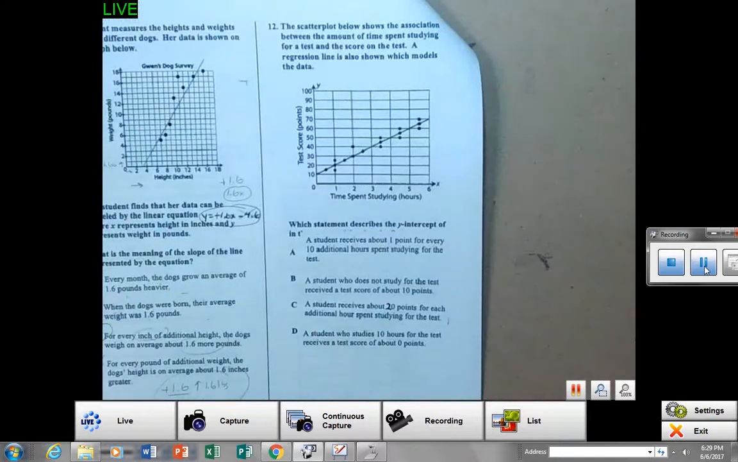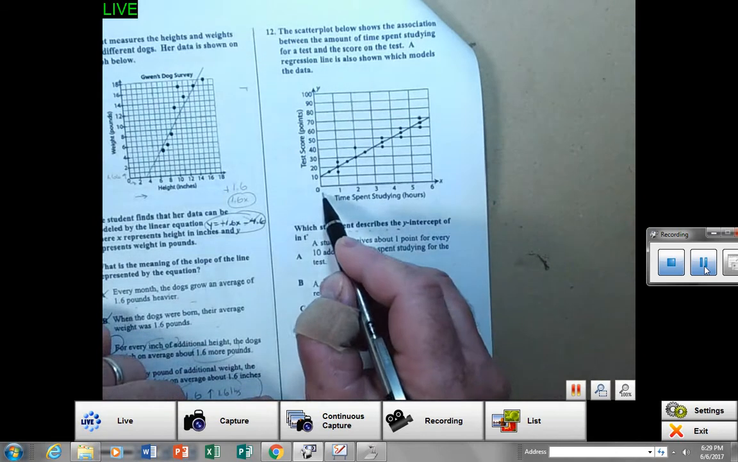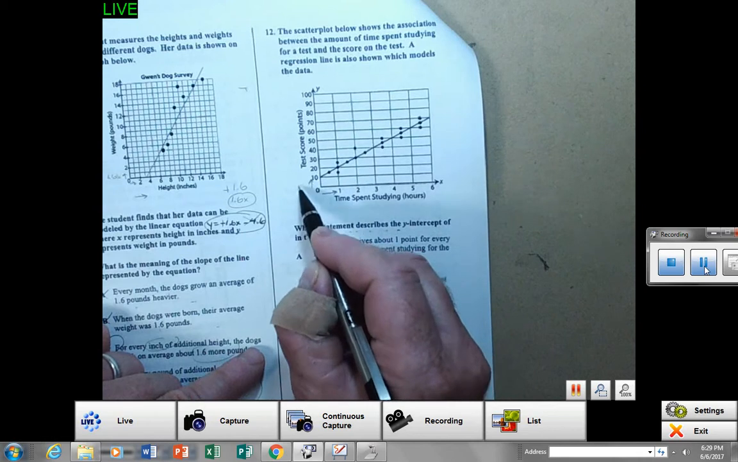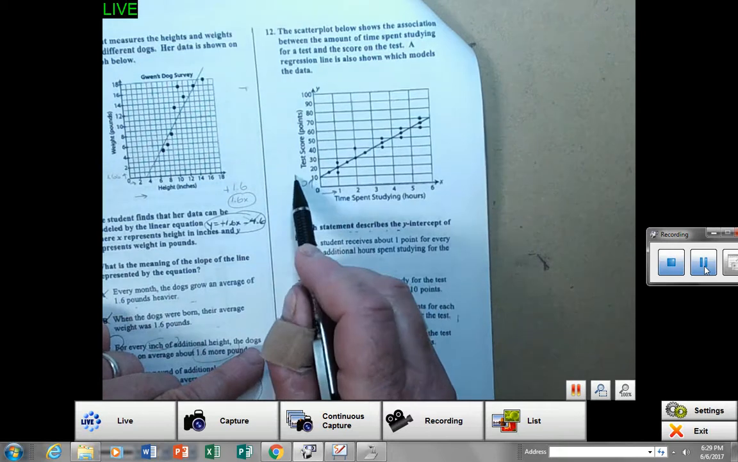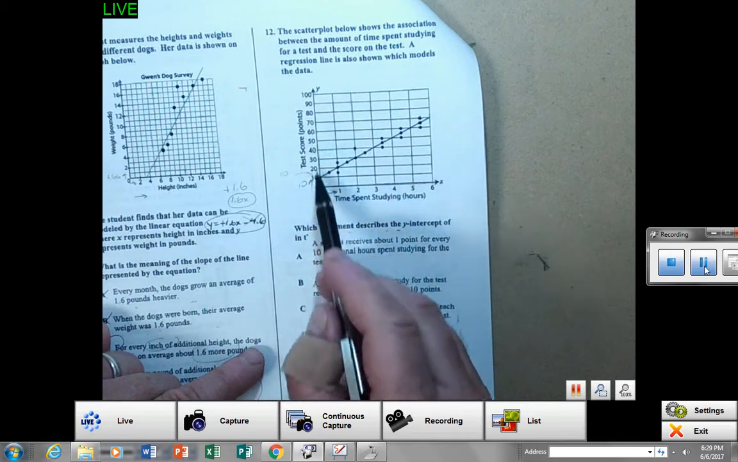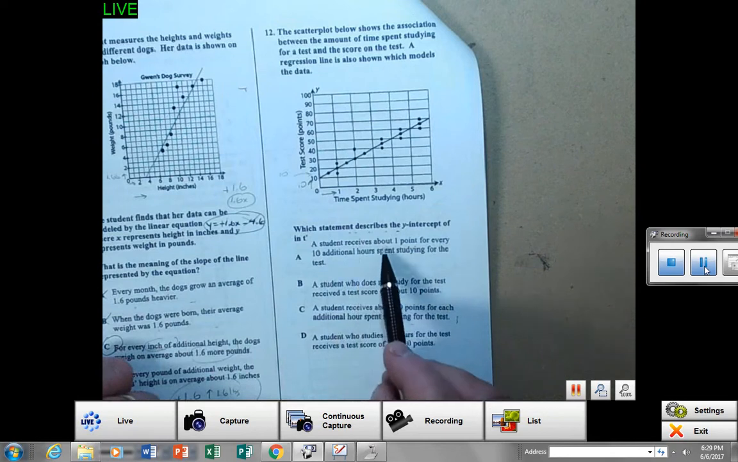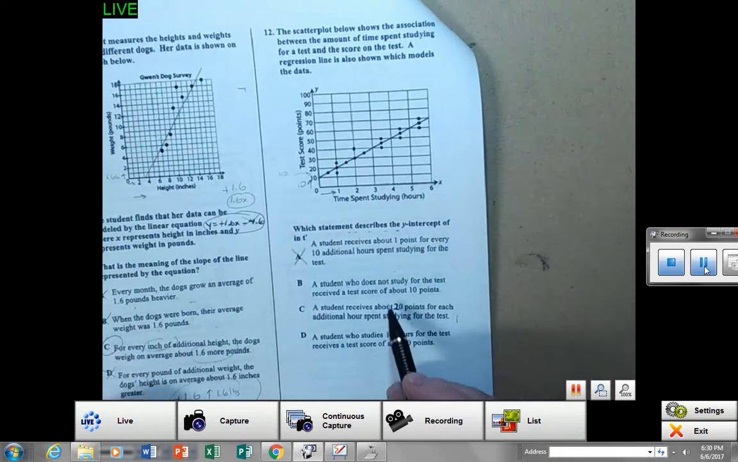All right, for this next problem here, time spent studying hours. Looks like for every hour spent, my test score goes up by 10. It also shows me that at 0 hours, the y-intercept here has 10 as my score, which means at 0 on the y-intercept, the score is 10. That is the answer, but let me show you the ones. This one says the student receives 1 point for every additional hour spent. 10 hours spent, and that would be way over here. No, that would be not true. A student who does not study for the test receives a test score of about 10 points.